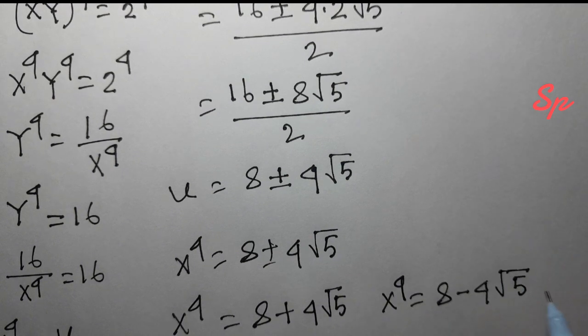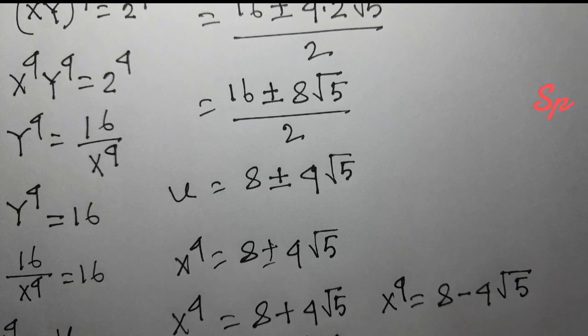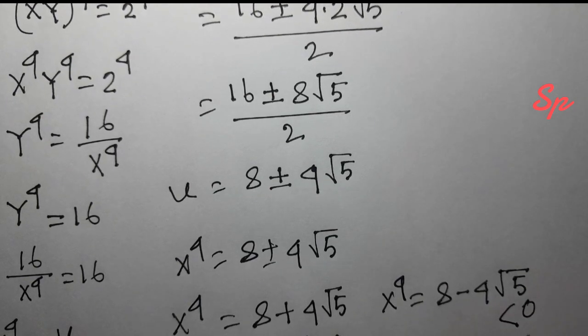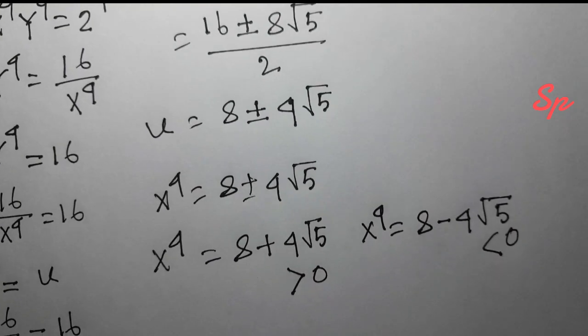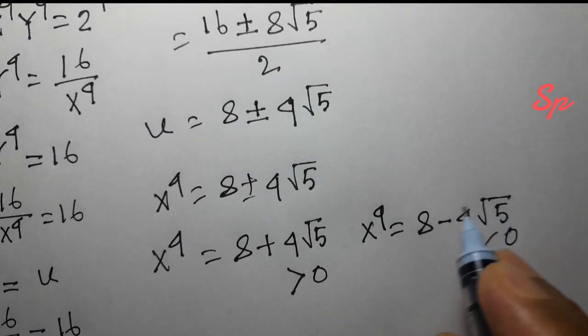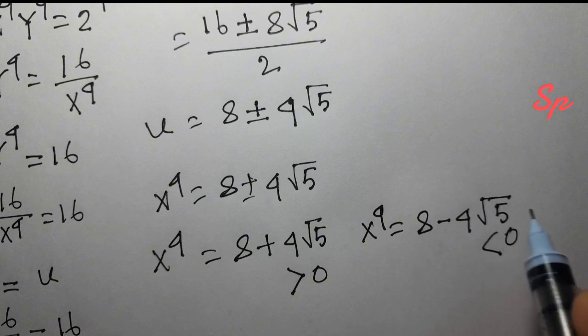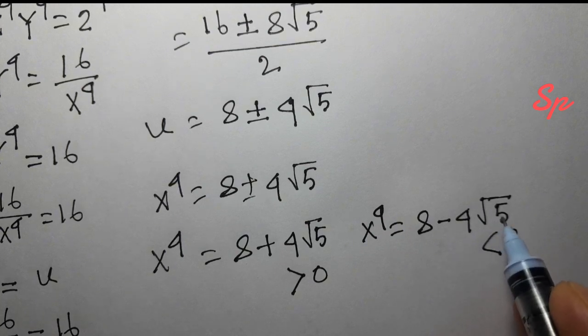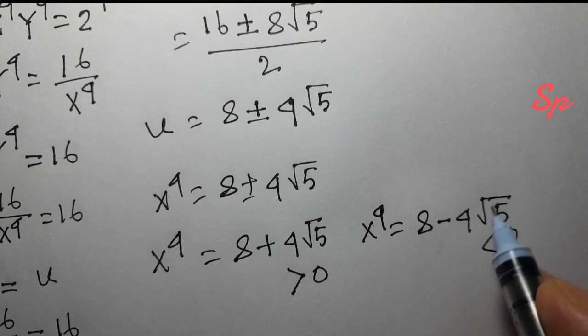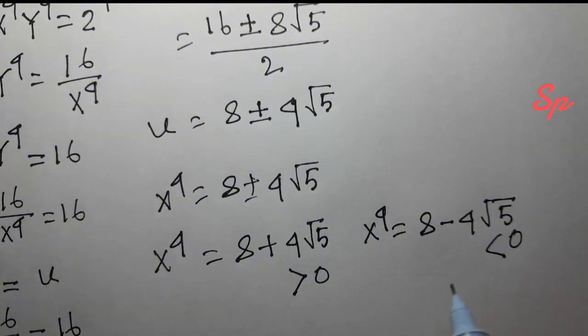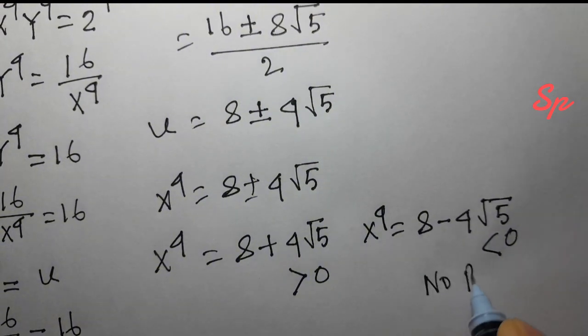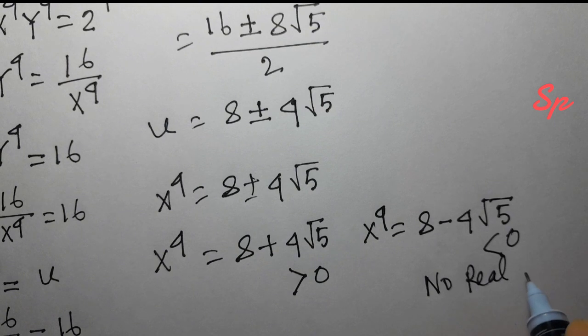Here 8 plus 4 root 5 is greater than 0, and 8 minus 4 root 5 is less than 0. So it is rejected. Hence the fourth root has no real value, no real root.